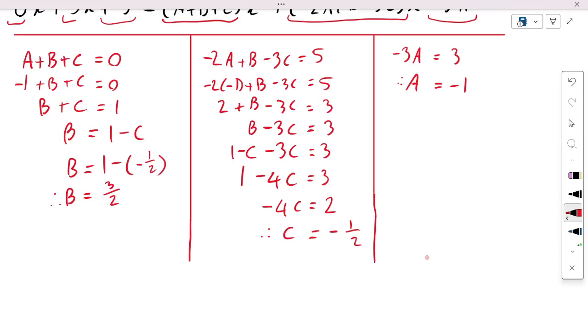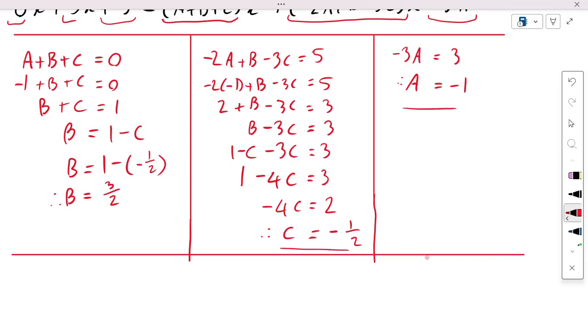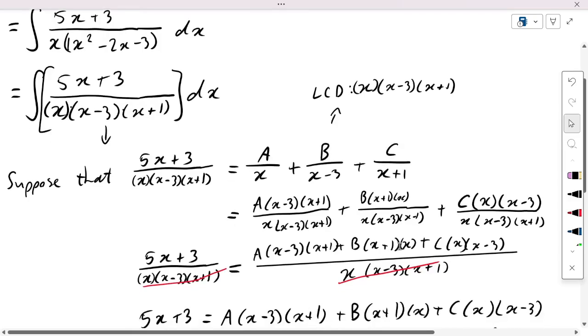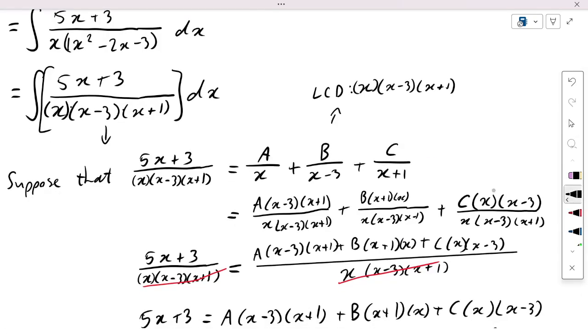So that was a little bit of a swap and go, because we constantly had to swap the whole time. But now we've made so much progress that we can find the values of a, b, and c. So now that we have those values, we can just plug them into whatever we had initially over here. Okay, great stuff.